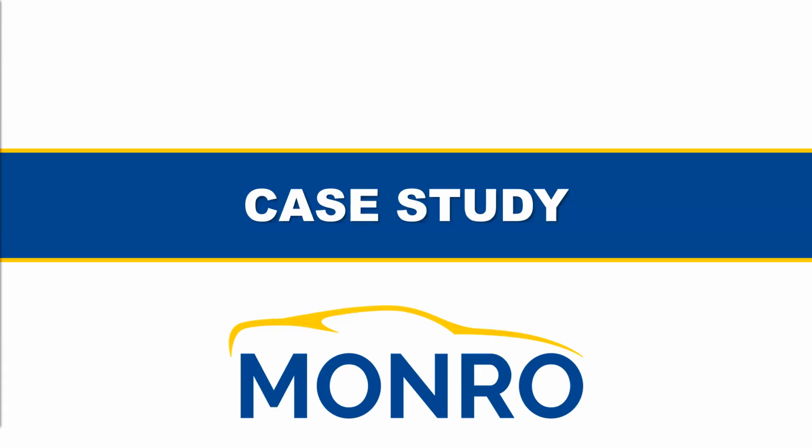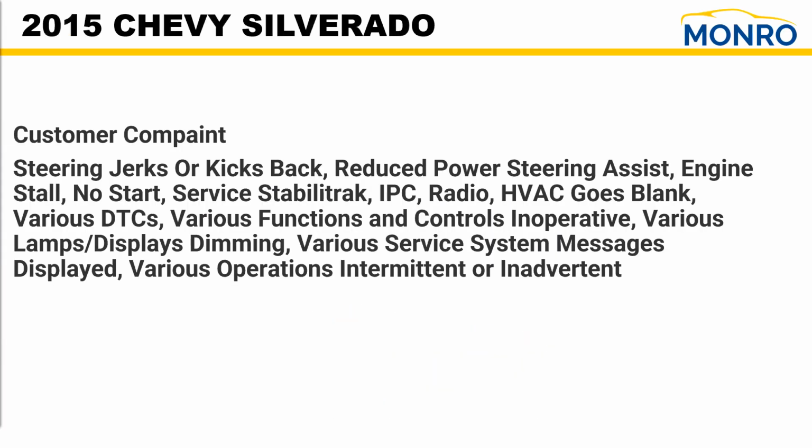So let's take an example. Let's take the 2015 Chevy Silverado. Maybe a customer complained of the steering jerking or kicking back, reduced power steering assist, engine stall, no start. The service StabiliTrak, IPC, radio, HVAC all go blank. All sorts of diagnostic trouble codes, various functions and controls inoperative, lamps and displays dimming, and various service system messages displayed.